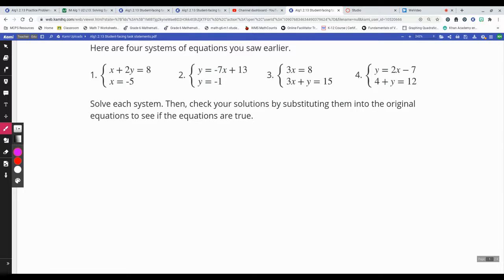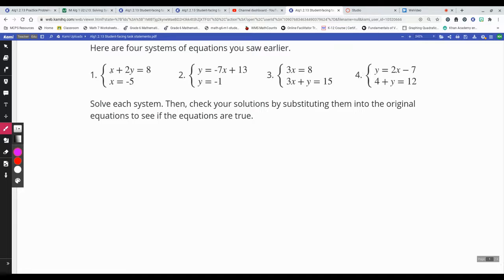Substitution is a method that's best used when you can isolate one of the variables, right? Or even if you don't know the exact number, but you're able to find a value that's easily substituted. So let's look at the examples.